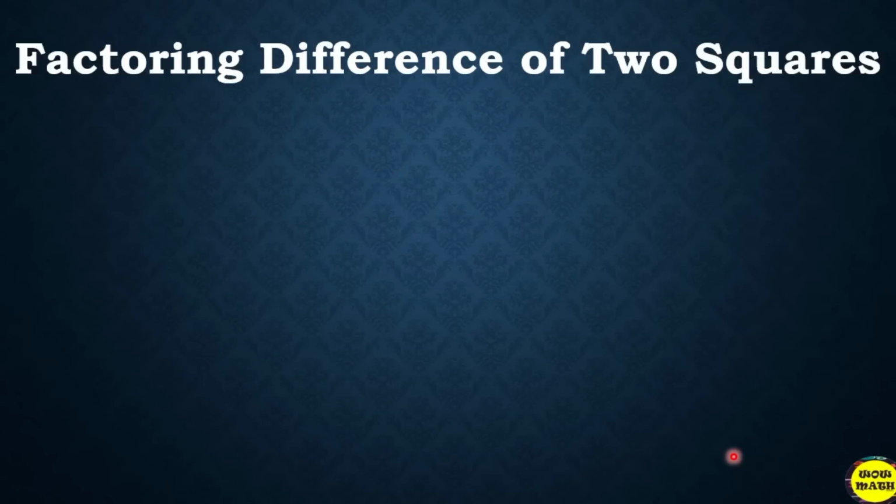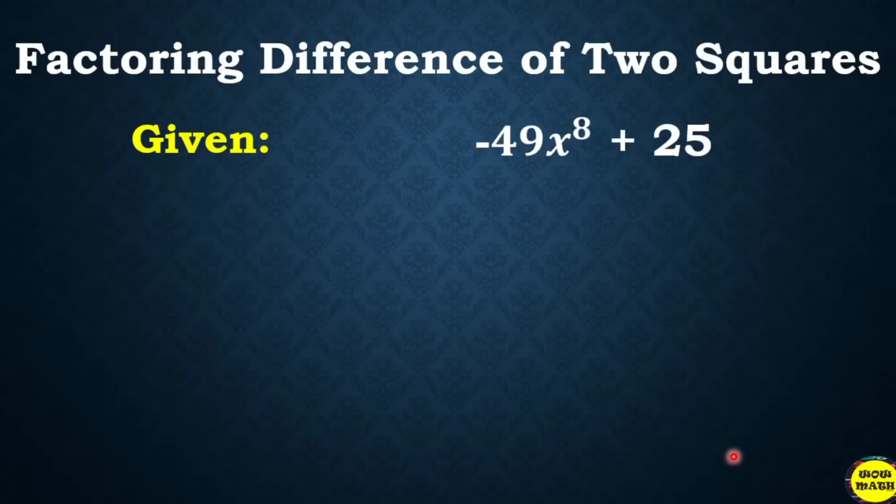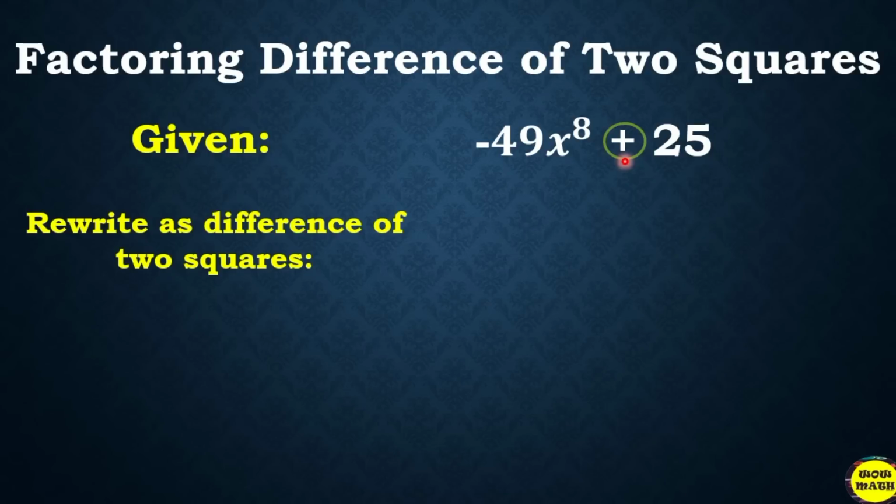Okay, so let's have another example. What if, so kagaya nito, ma'am, pareho naman siyang perfect square, pero hindi siya difference. Paano mo to gagawin? So, di ba sabi ko, make sure, i-check nyo muna kung parehong perfect square at dapat difference siya. So, paano mo gagawin to? Pwede mo siyang rewrite. Okay, rewrite muna natin as difference of two squares.